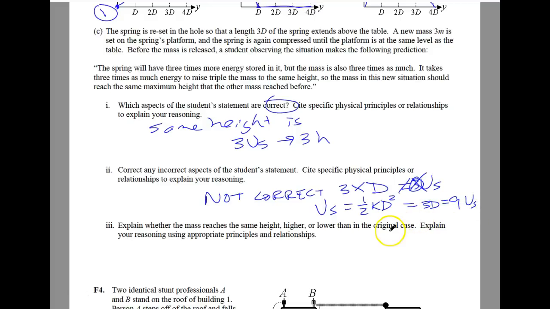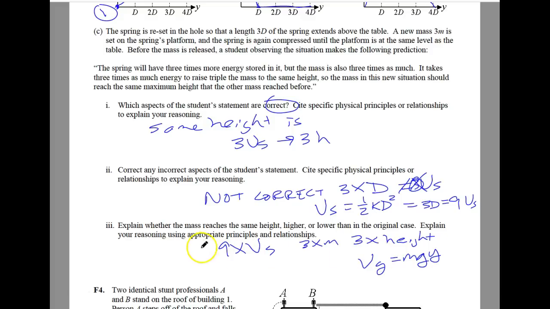Okay, and because of that, when you go back up, triple the energy raises a triple mass to the same height. We said that that was correct. Okay, but down here, we have 9 times the energy. And because you have 9 times that spring energy and you have 3 times the mass, then your height will go up, will result in 3 times the height. And really we can say that because mgy is equal to mg times the height that you go, which is y.